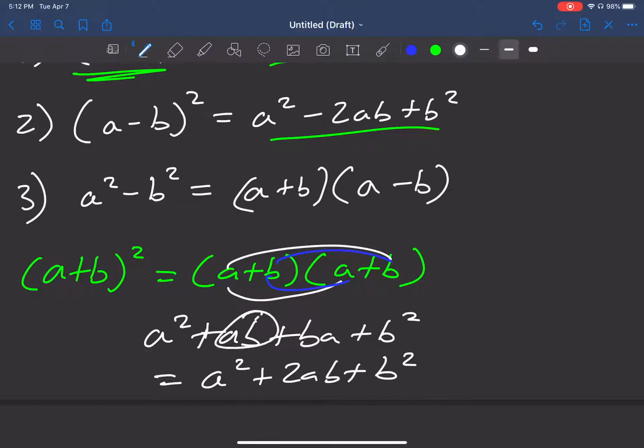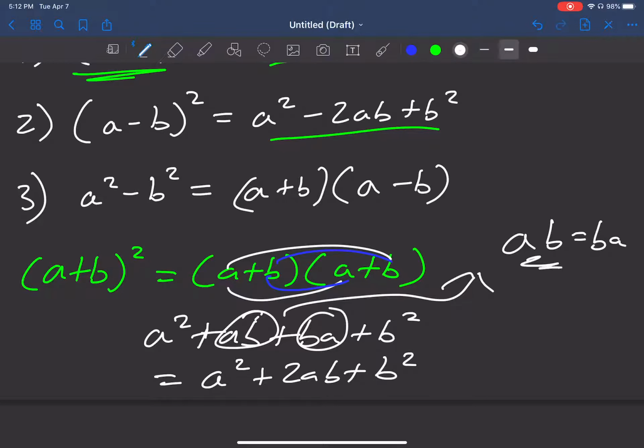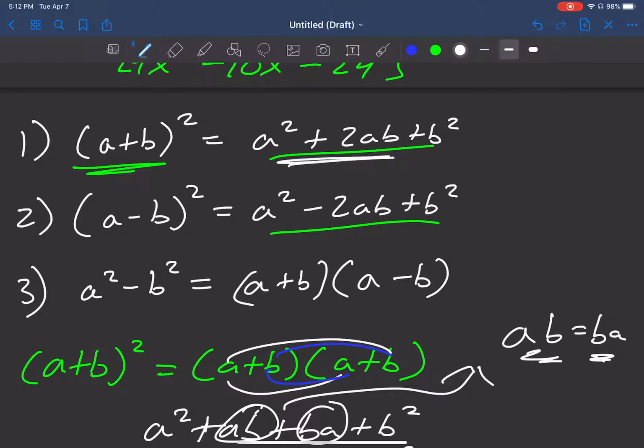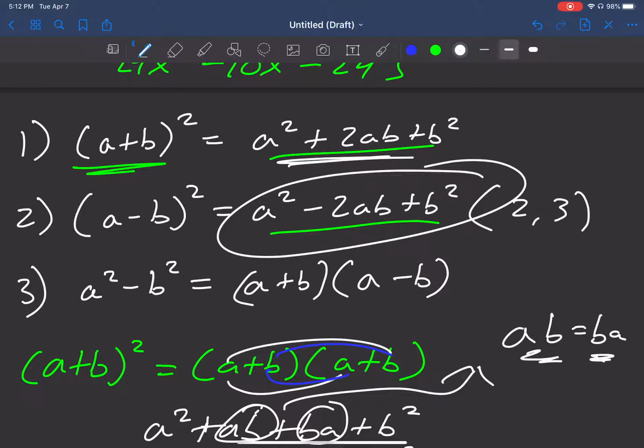It doesn't matter that ab equals ba, because you can switch around the variables or the numbers in multiplication. So anyway, that's how you would get the first one. Go ahead and try the second and third for practice. You can practice your distribution, and you should get what we have here on the right. Like I said, you want to remember these because these come up a lot in practice problems.